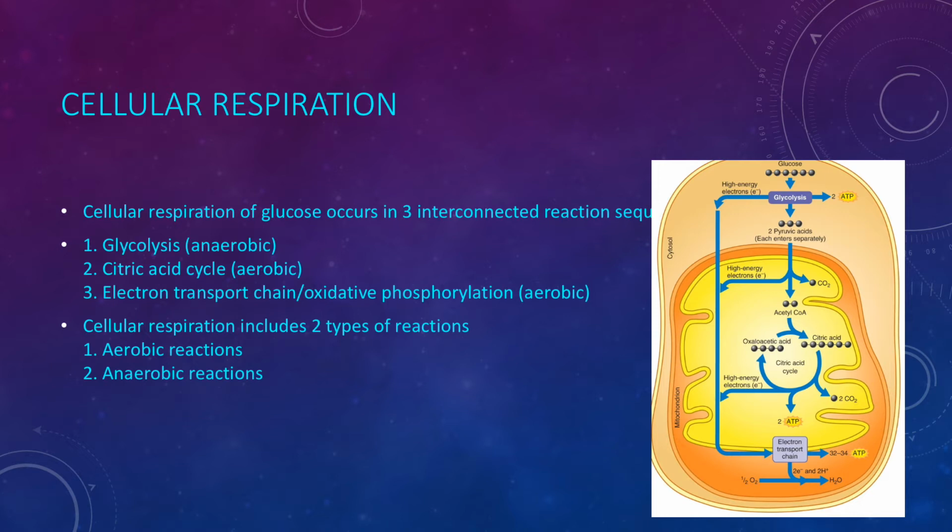Cellular respiration of glucose occurs in three interconnected reaction sequences, beginning with glycolysis, which is anaerobic, then the citric acid cycle, which is aerobic, and then the electron transport chain / oxidative phosphorylation, which is also aerobic. Cellular respiration includes two types of reactions, either aerobic or anaerobic. Products of cellular respiration are carbon dioxide, water, ATP, and heat.